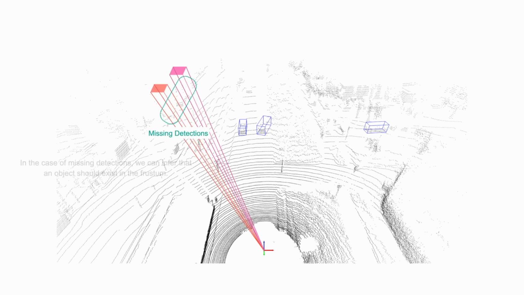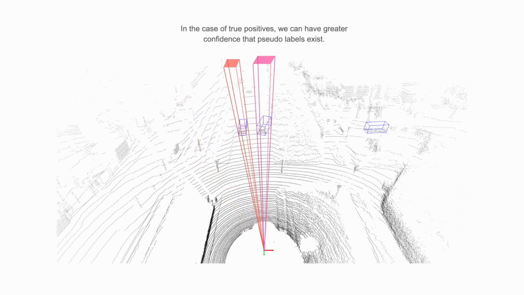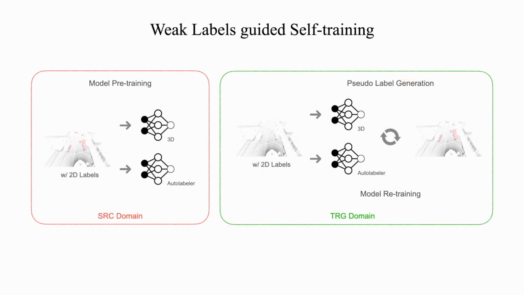When facing missing detections, we can infer that an object should exist in this space. In the case of true positives, we can have greater confidence that pseudo-labels exist. For false positives, they can be easily eliminated since there is no corresponding frustum. Therefore, our approach integrates the AutoLabeler into the self-training framework to generate more consistent and robust pseudo-labels. We call this pseudo-label generation process a consistency fusion strategy.